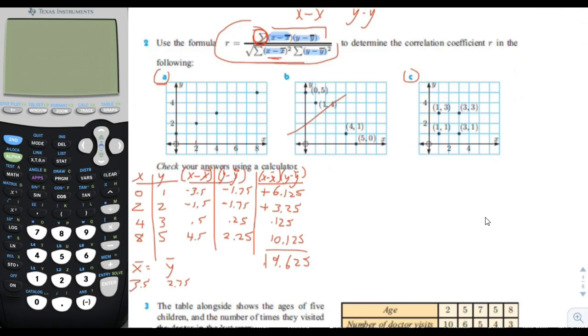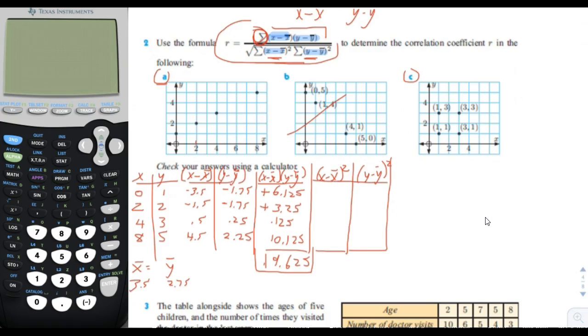We're going to square the X difference, and we're going to square the Y difference. We're going to add them all up. Once we add them all up, we're going to multiply them together, and then we're going to take the square root. Oh, man. What a mess. So I'm going to do x minus x bar squared, figure all those out, and then sum those. And then I'm going to take y minus y bar squared and sum all those. Then I'm going to multiply the two sums together, and then take the square root.